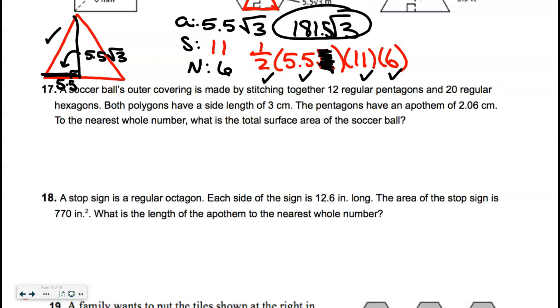So if you had a soccer ball, when they make it out of the leather fabric, they stitch together 12 regular pentagons and 20 hexagons. If you ever looked at a soccer ball, you'll see that.